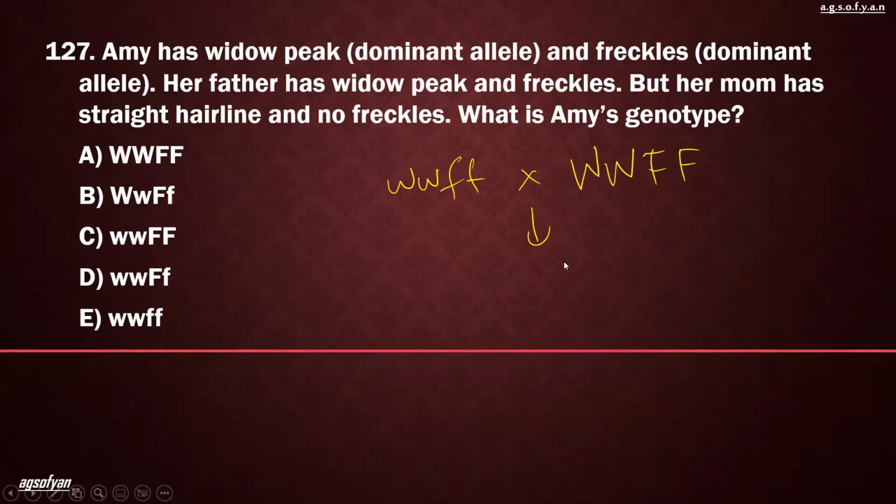Which one is the combination? So capital W, lowercase w, and then uppercase F, lowercase f. Which one is it, A, B, C, D? That would be B. Yeah, correct. So it's going to be capital, lowercase, capital, lowercase.